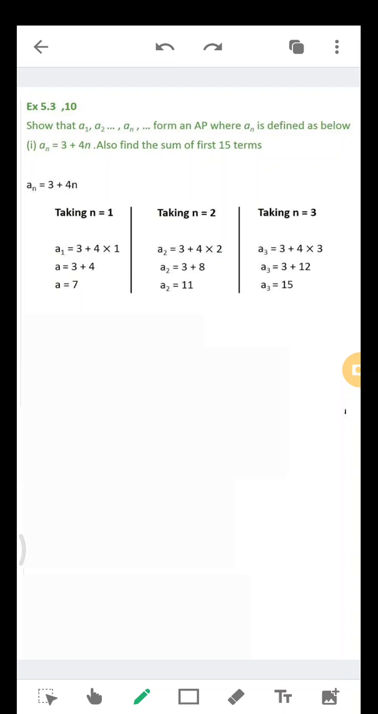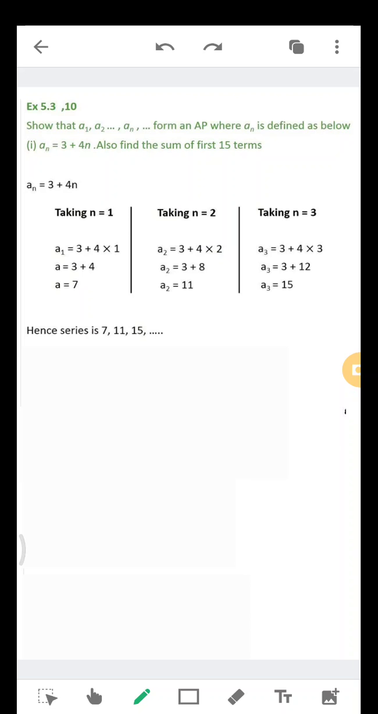So you can check the numbers a1, a2 and a3: 7, 11 and 15. 11 minus 7 is 4, 15 minus 11 is also 4. So I can say that this is forming an AP. 7, 11, 15 forms an AP. So whenever an is given, this way you can find the series by using n is equal to 1, 2 and 3. You can find the first 3 terms. 3 terms are enough for you to find the series.